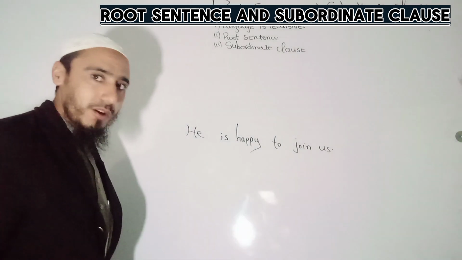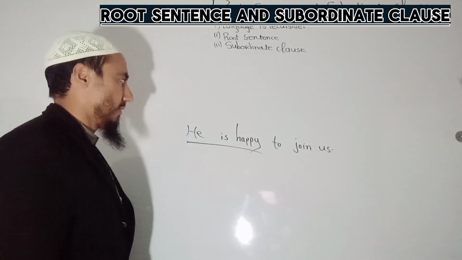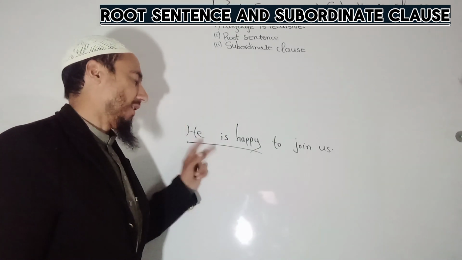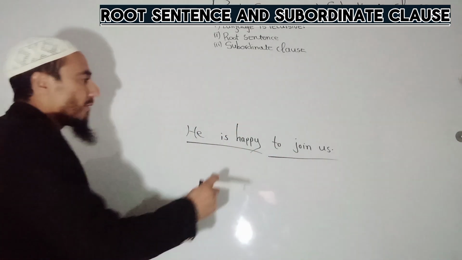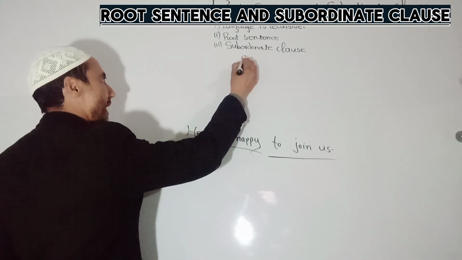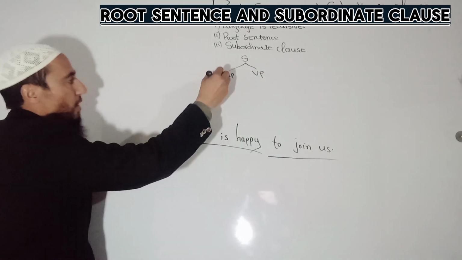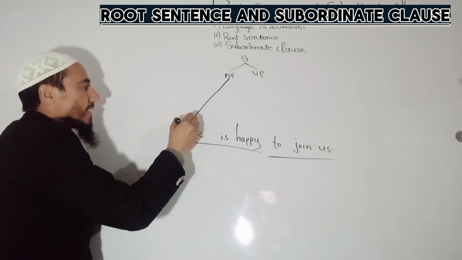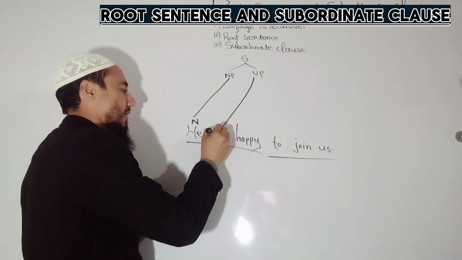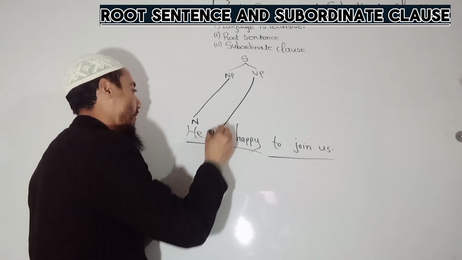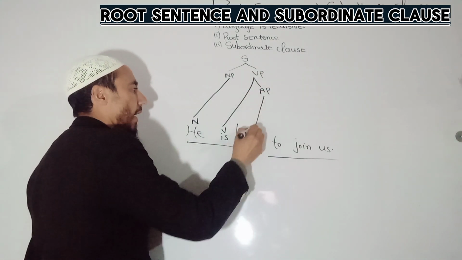Let me draw the tree structure of it, then I will identify. He is happy, the root sentence. What do we call it? An independent clause, and to join us, an infinitive clause. So now the tree structure would be, S means sentence, and in the sentence we have NP and VP. In NP, we have he, that is a noun, and we also have VP, that is is, which means verb. And happy, that is an adjective phrase. Here we are taking AP, and that is A.